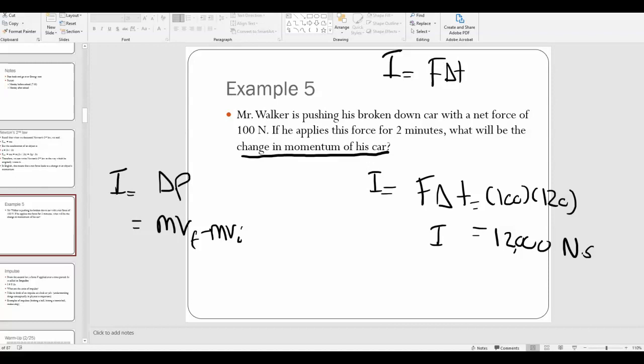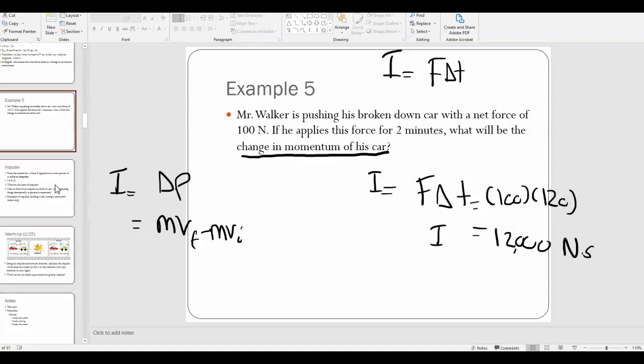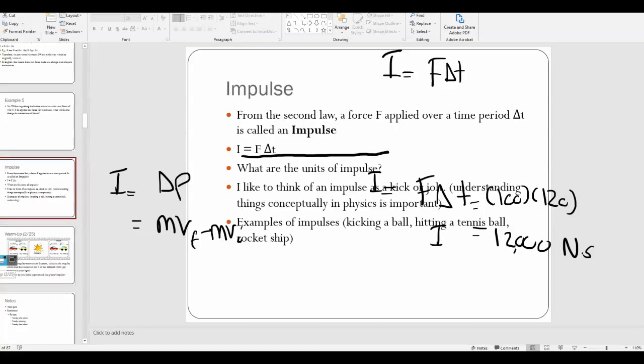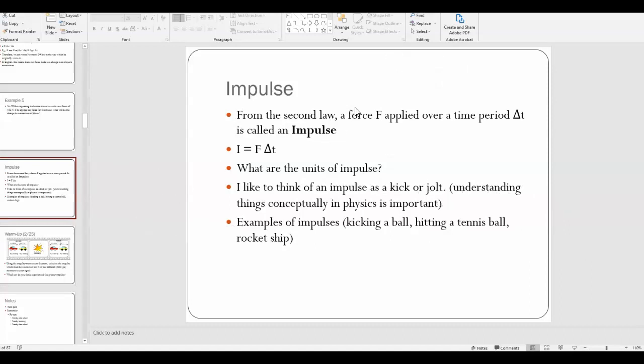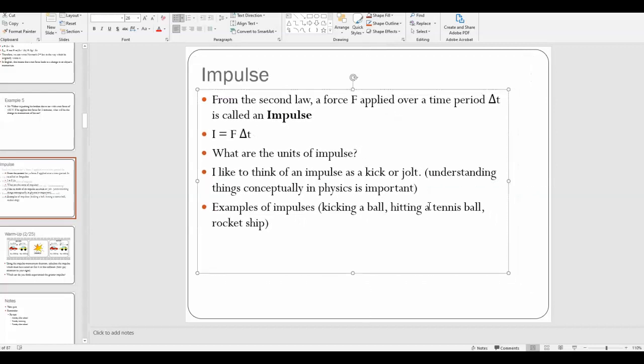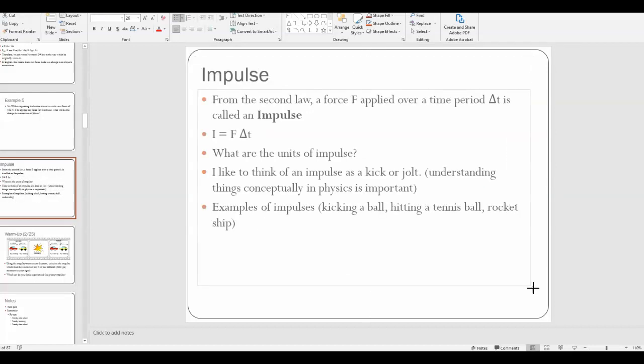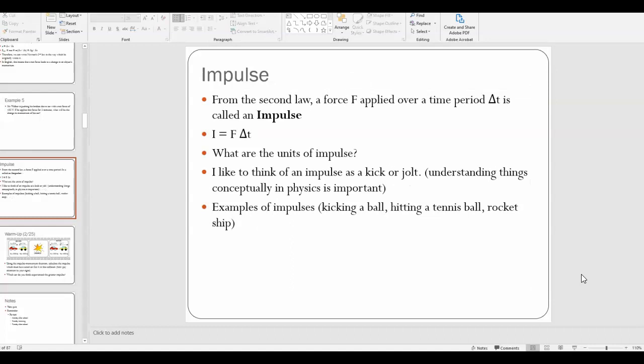All right, so that is example 5. I think on this slide I talk about impulse. We talked about what are the units of impulse, Newton seconds. I like to think of an impulse as like a kick or a jolt. And so remember, from the equation, impulse is F delta t, assuming the force is constant. Basically what you're doing is you're applying a force for some amount of time.